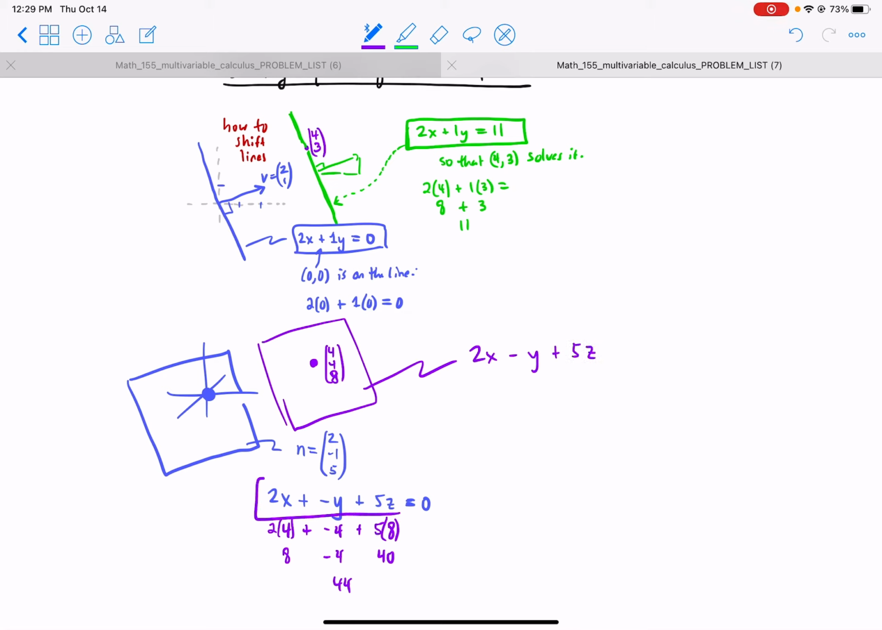So that's identical. Same tilt, same normal vector. But equals 44, which I found by plugging my desired point into the equation.